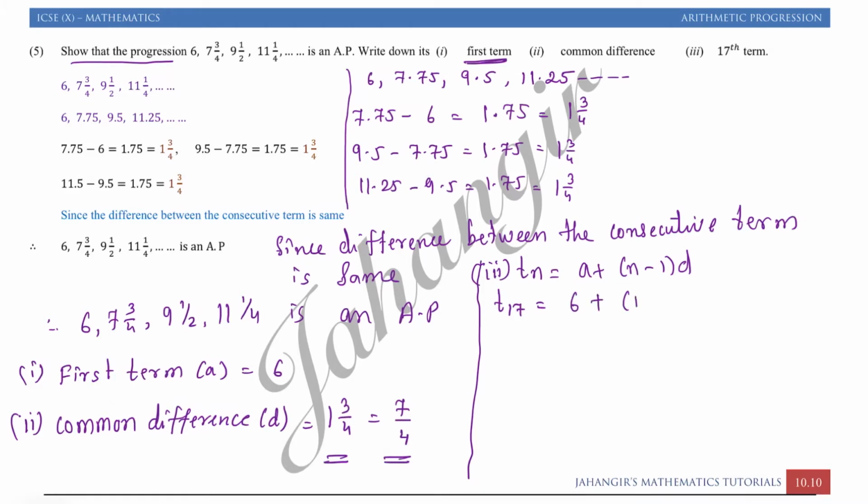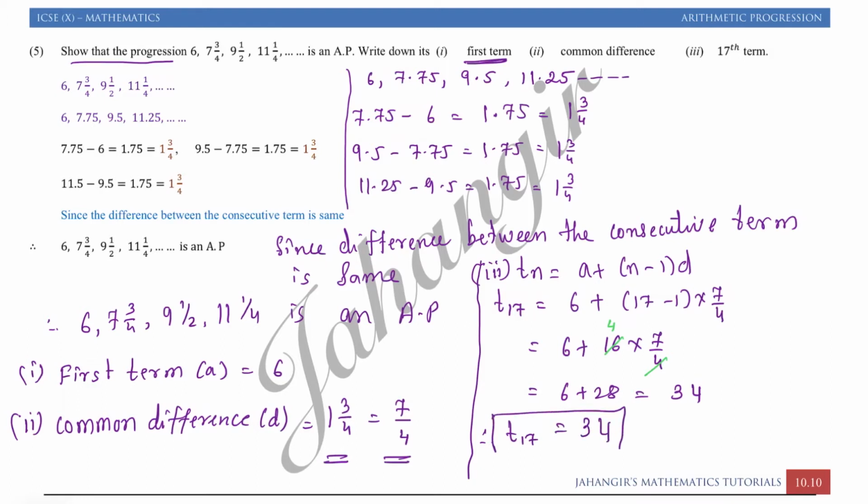6 plus 17 minus 1 into D. D I can just write as 7 by 4, so that it's easy to calculate. So that is 6 plus 16 into 7 by 4. So we can cancel out. 4 ones are 4, 4 fours are 16. So that is 6 plus 7 fours are 28. That is equal to 34. So therefore I can write T17 is equal to 34. So we got that answer.